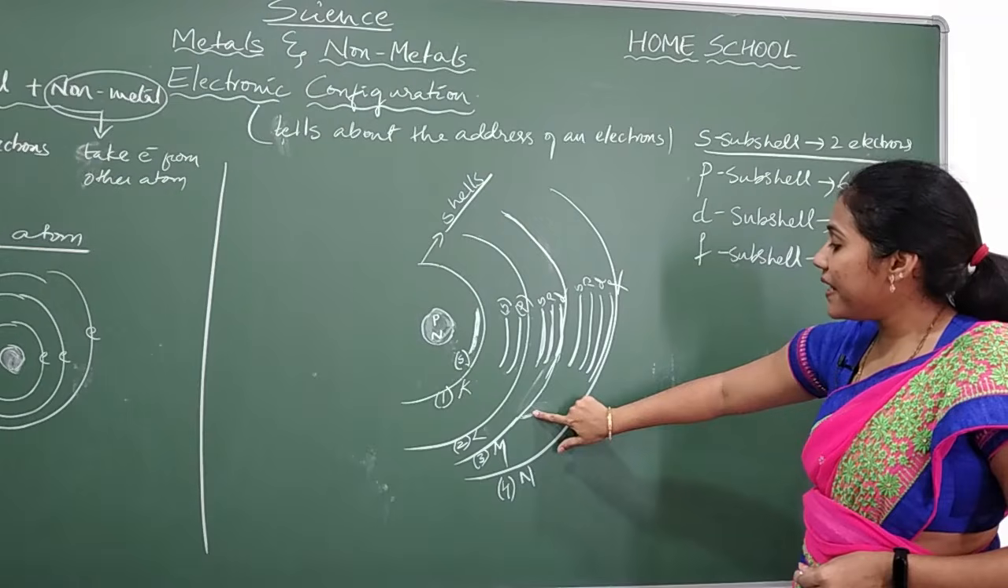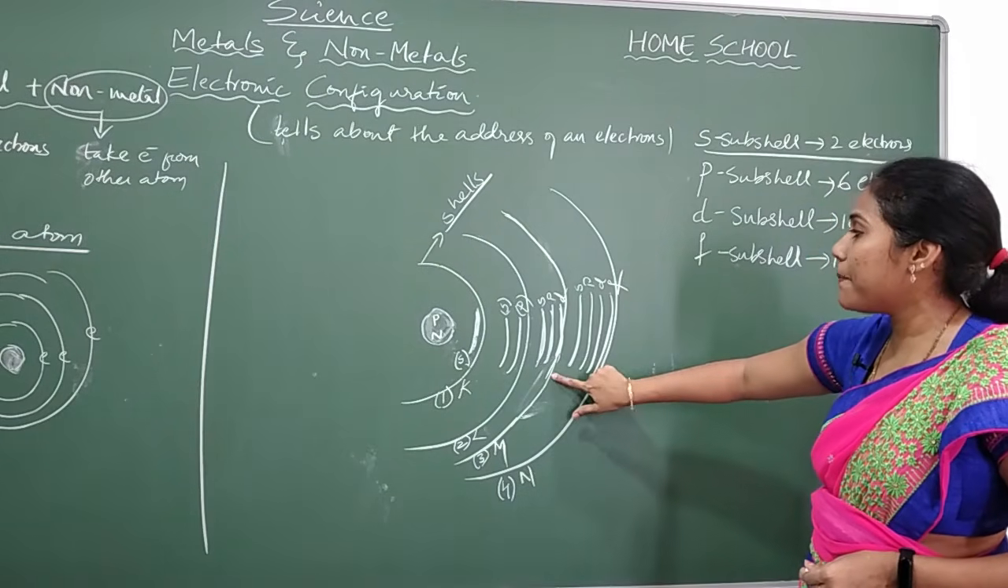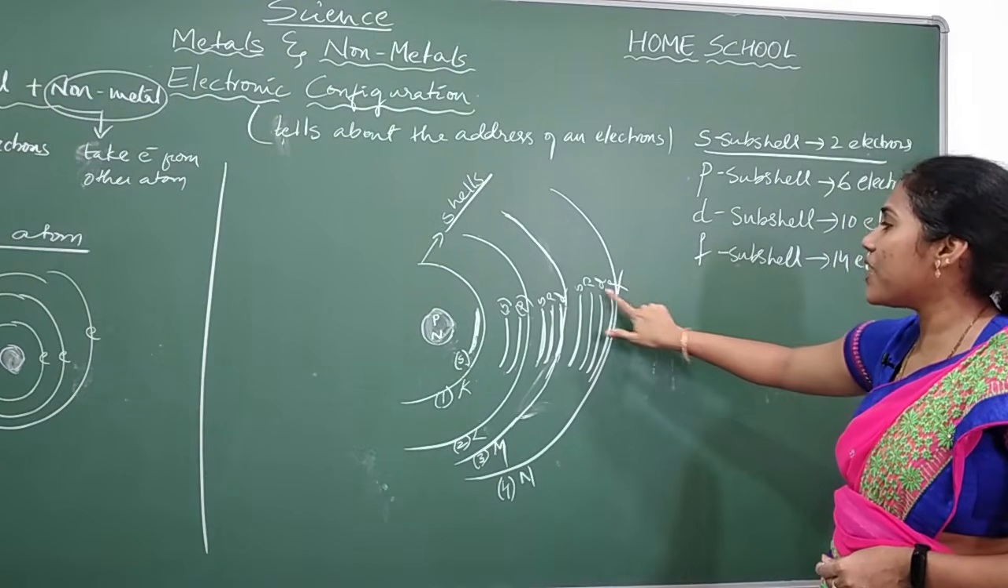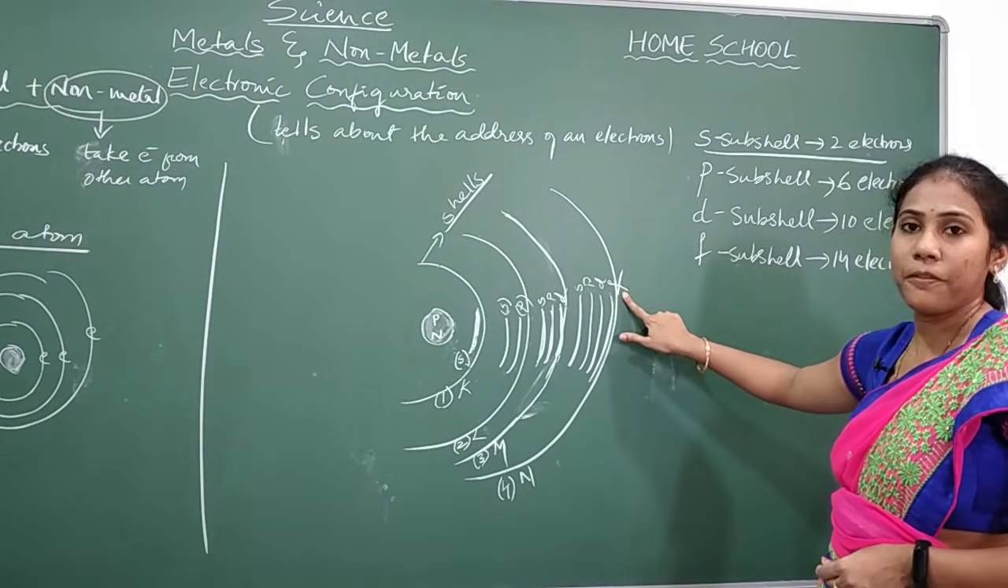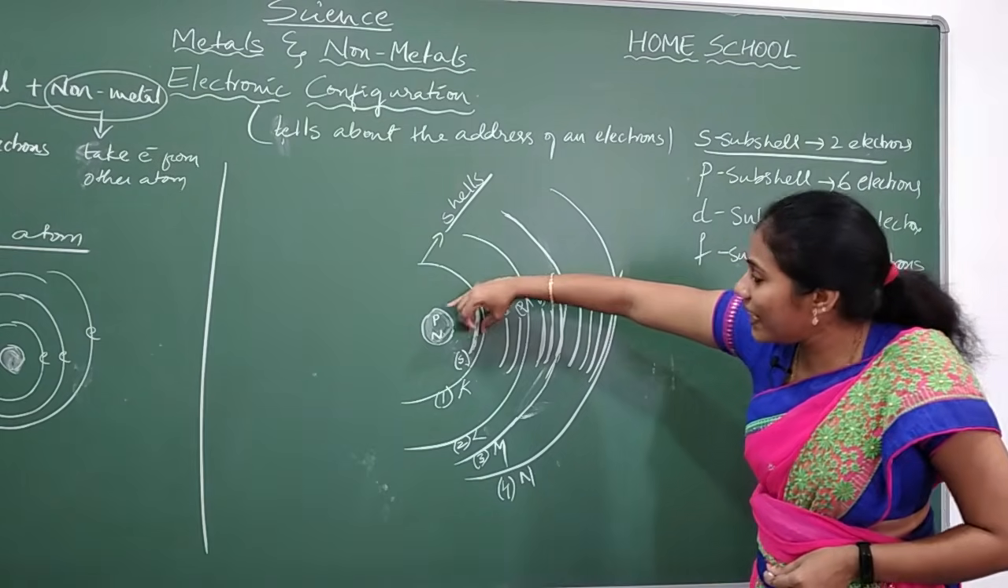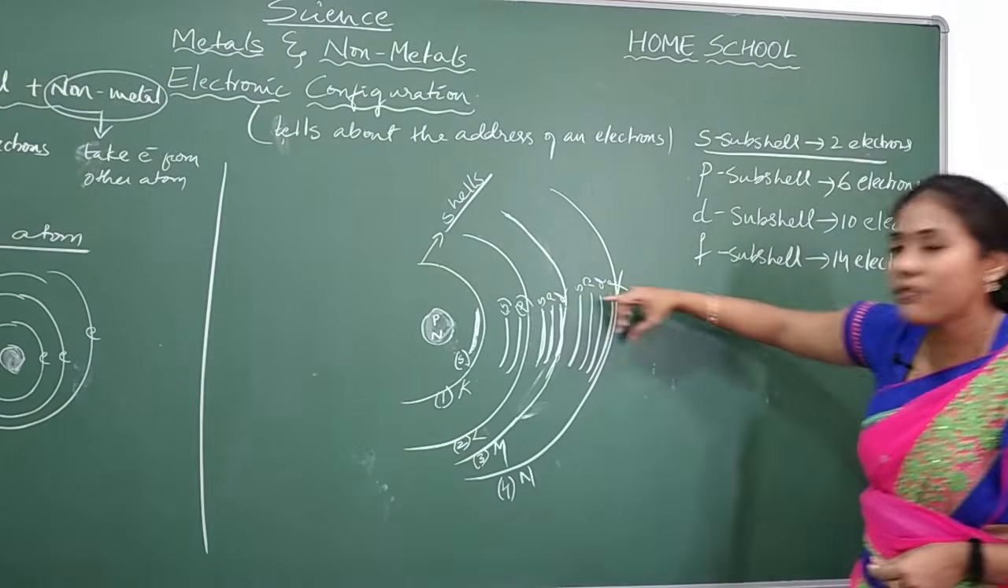M main shell can have 3 subshells: S, P, D. N main shell can have 4 subshells: S, P, D and F. Electrons will start filling from the first shell onwards.